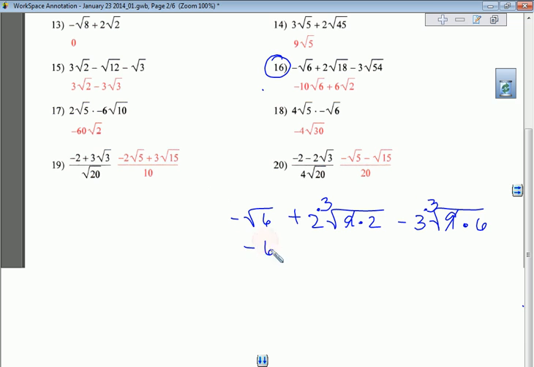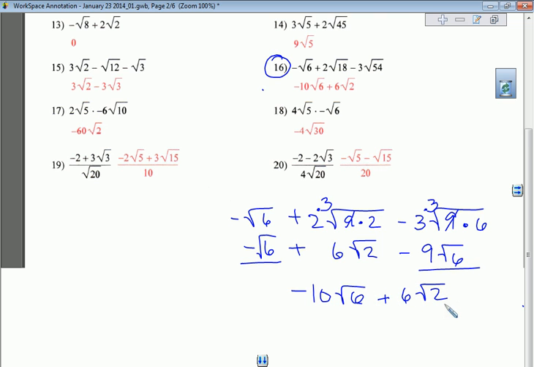So this gives us negative square root of 6 plus 6 square roots of 2 minus 9 times the square root of 6. So we do have some like radicals here. We have the square roots of 6. So this is understood to be negative 1 square root of 6, negative 9 square roots of 6. That's where the negative 10 root 6 comes from. Plus 6 times the square root of 2. And we cannot combine those because they are not like. That's all you missed.